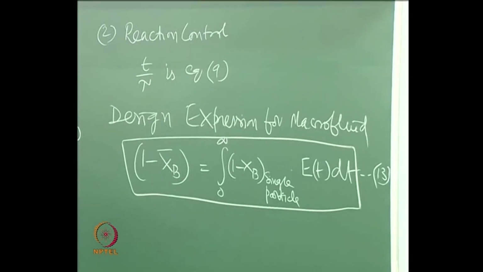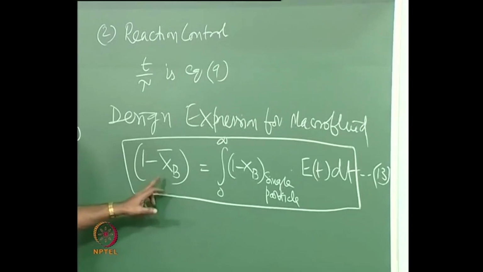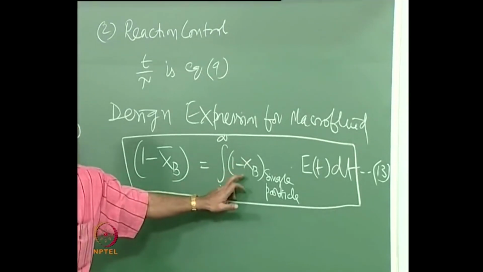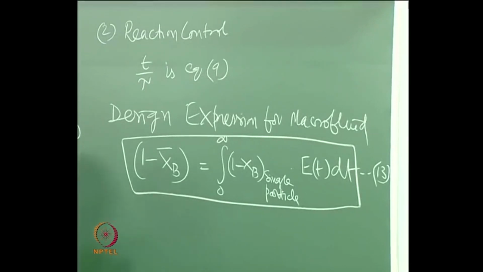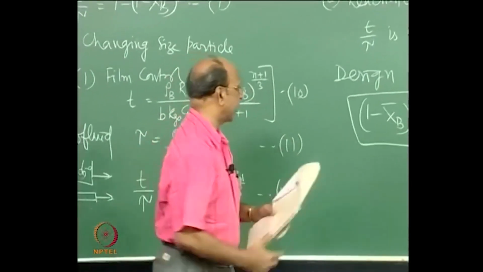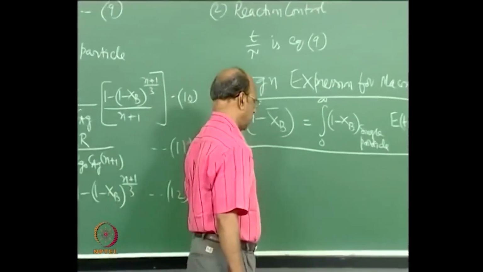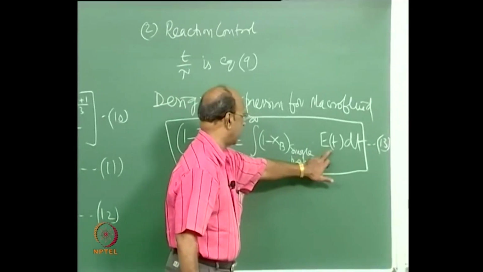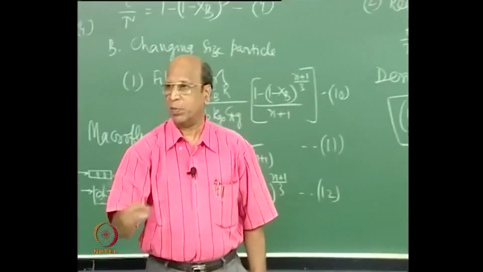I have written this in a slightly different form than what I have given in the formula sheet. Actually, this is C A bar by C A naught, and this is C A by C A naught for batch. Here it is single particle. Now, you can see if I have this E t dt for a plug flow reactor, then this becomes a Dirac delta function. If I have an ideal mixed flow reactor, then again you have E equal to e power minus t by t bar, divided by t bar.